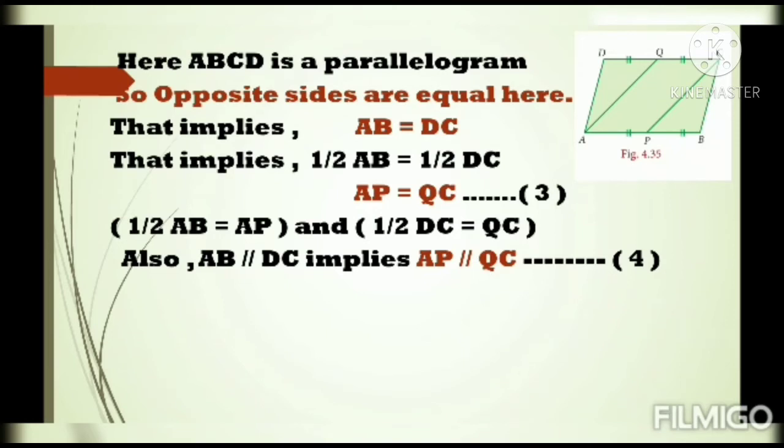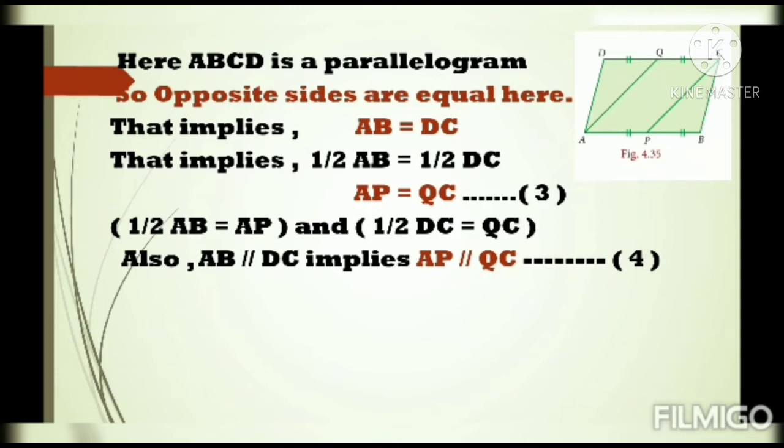AP is the inside part of AB. AP is the part of the line AB, isn't it? Also, QC is the part of DC, isn't it? So, AB is parallel to DC means AP is parallel to QC, isn't it? Can you guess it? Yes. So, AB is parallel to DC. That implies AP, the part of AB, is also parallel to QC, the part of DC. Okay. So, AP is parallel to QC.